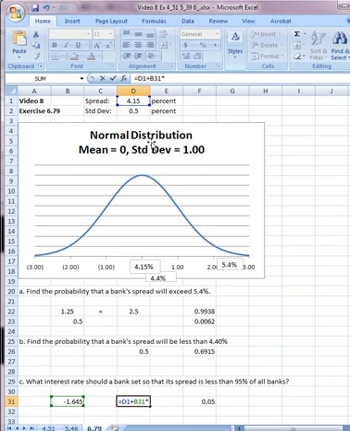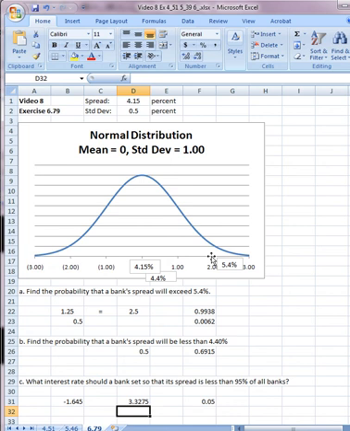which is 0.5, or 3.3275%. If you offer a spread of 3.3275%, then no more than 5% of the banks in the United States will have spreads that are less. Put it another way, 95% of the banks in the U.S. will have spreads that are greater than that.